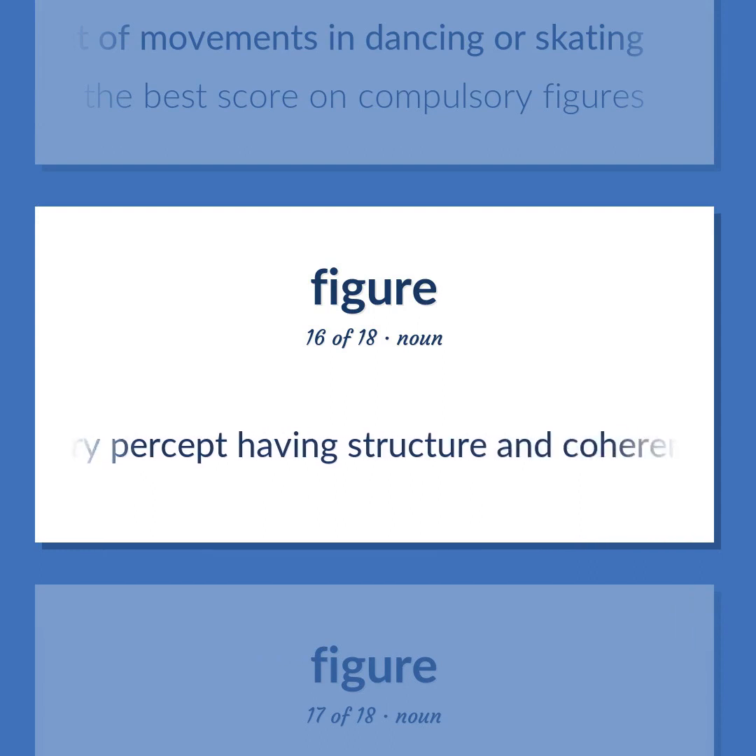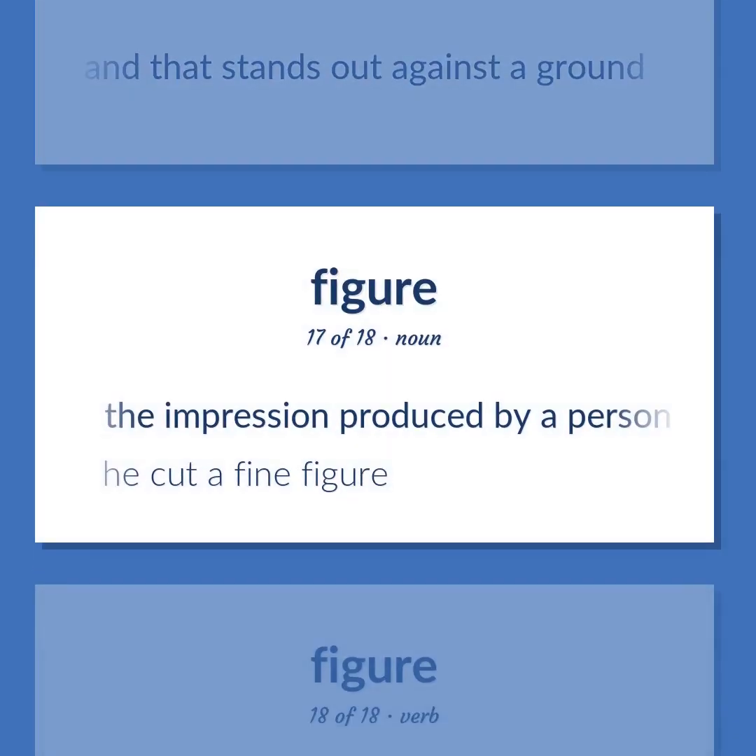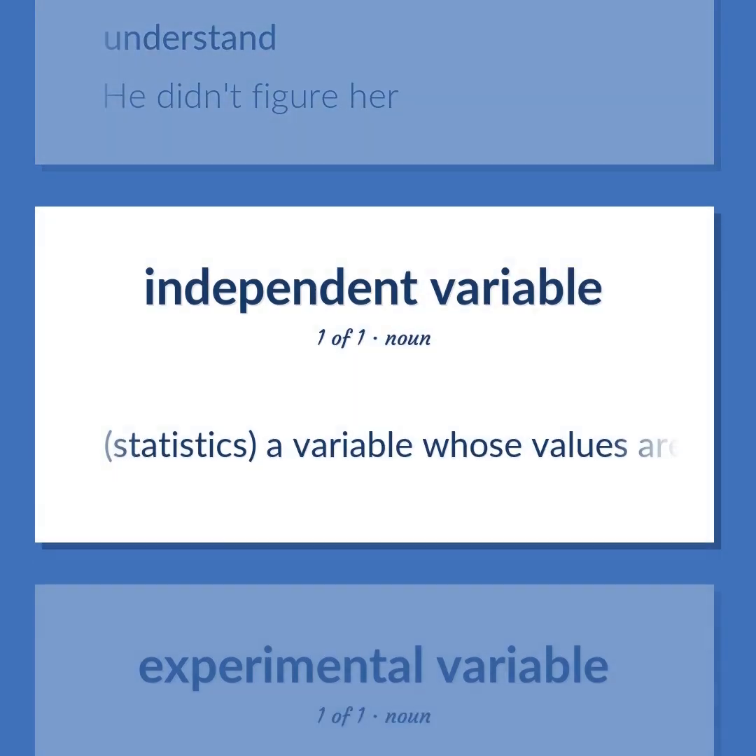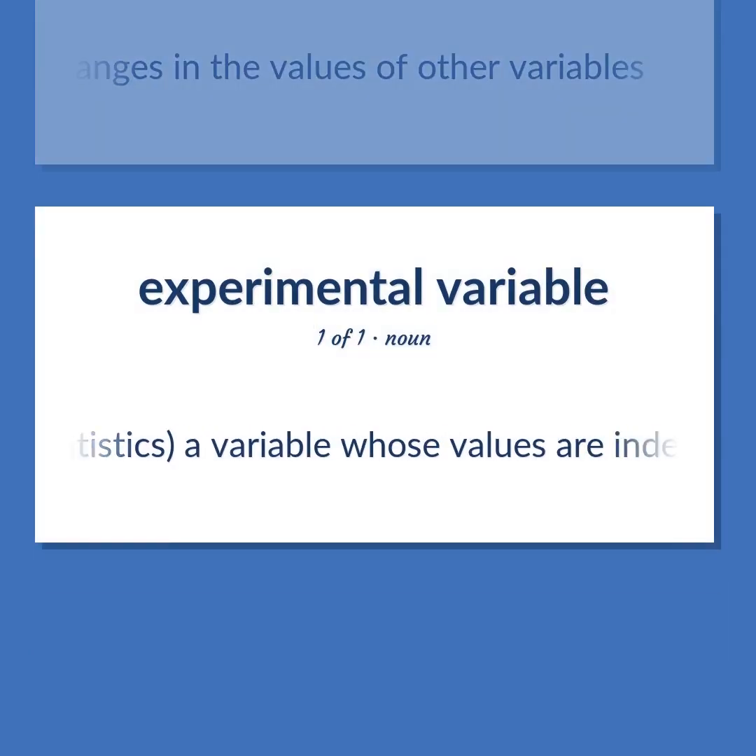A unitary percept having structure and coherence that is the object of attention and that stands out against a ground. The impression produced by a person. He cut a fine figure. Understand. He didn't figure her. Statistics. A variable whose values are independent of changes in the values of other variables.